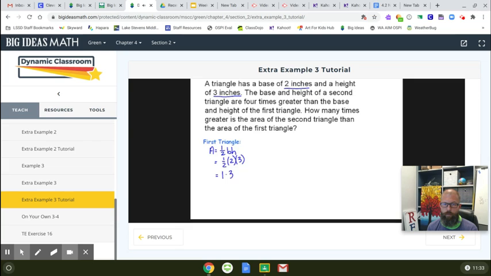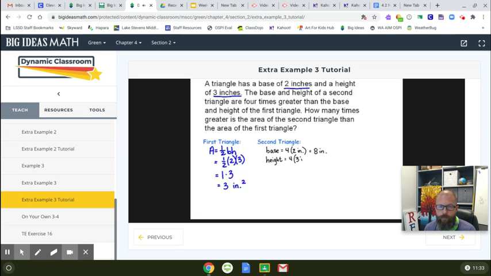Now we need to find the area of the second triangle. First, let's find the base of the second triangle. We know that the base is 4 times greater than the base of the first triangle. 4 times 2 inches will give us 8 inches. We can do the same thing for the height. We know that the height is 4 times greater than the height of the first triangle. The height of the first triangle is 3 inches. So the height of the second triangle is 12 inches.